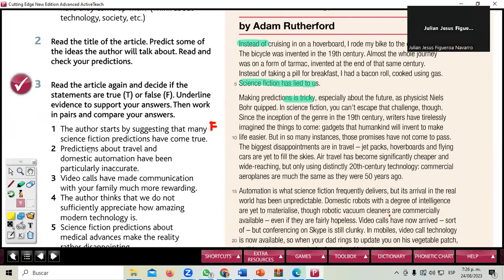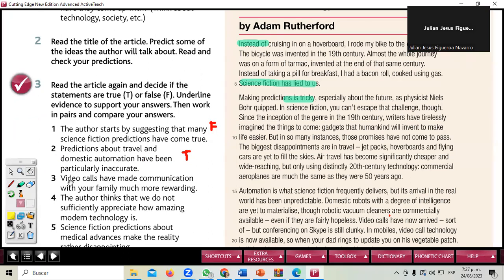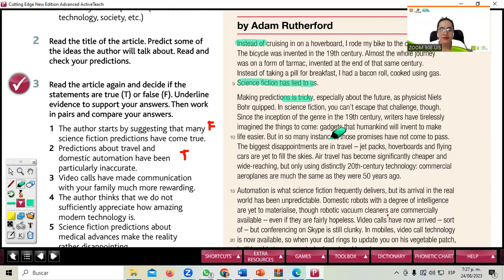Number 2, predictions about travel and domestic automation have been particularly inaccurate. For me, it's false. No, sorry, it's true. Inaccurate. True, yes, sorry. Okay, then true. Because in the line, I don't know, 10? Yeah, in line 10. Okay.